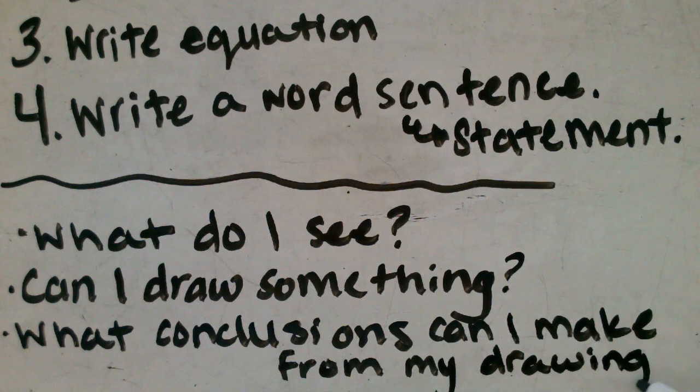From my drawing. So you want to take time and look back at your drawing, and that's when you start to pull out that information. Okay, what is the missing piece? What equation can I write based on that information? And then how can I show my thinking for how I got to my answer mathematically or with an equation and then a word sentence?